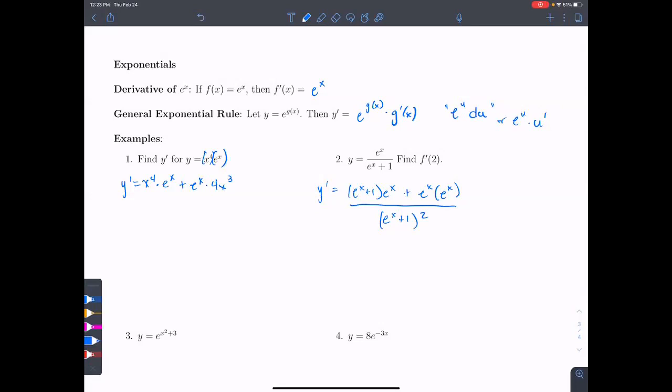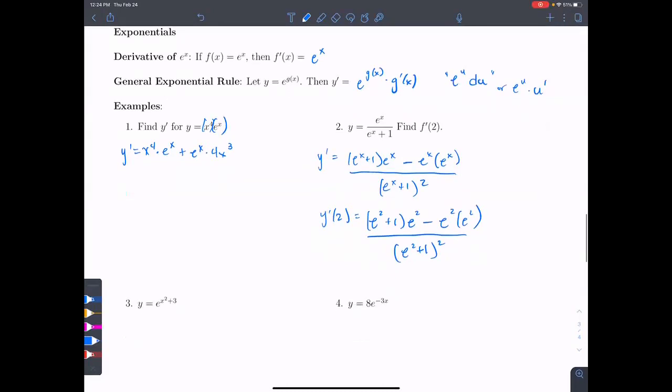Then if you plug in a 2, we have e to the 2 plus 1 times e to the 2. That's minus ho d high minus high d ho. Bottom ho d high minus high d ho. Yeah, there we go. Sorry about that. Guess you could get a decimal approximation in your calculator, but there is f prime of 2 or y prime of 2.